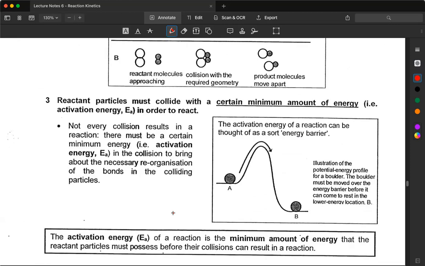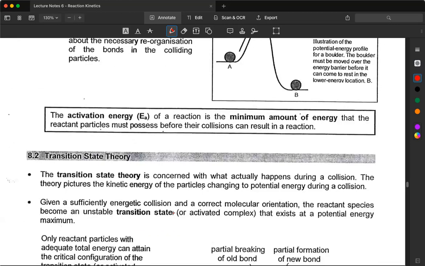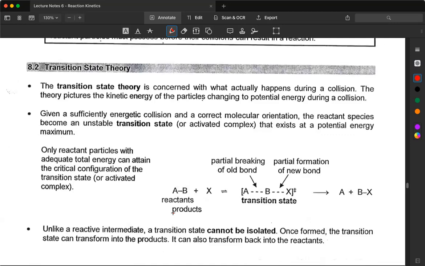And activation energy is the energy barrier. This one you can just skip. Then, okay, this is a bit new.